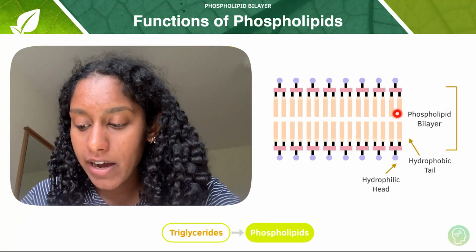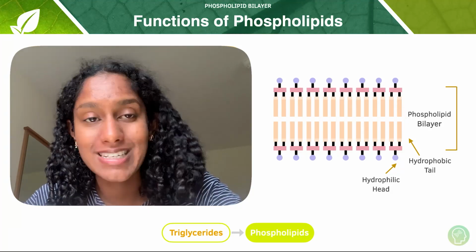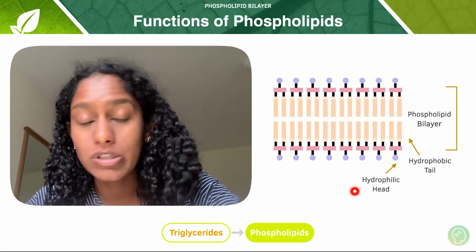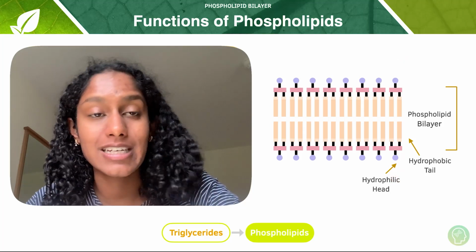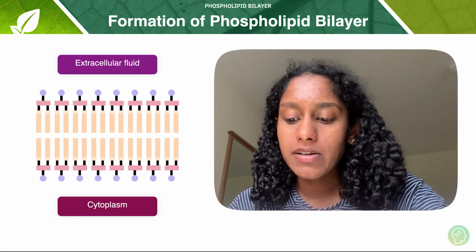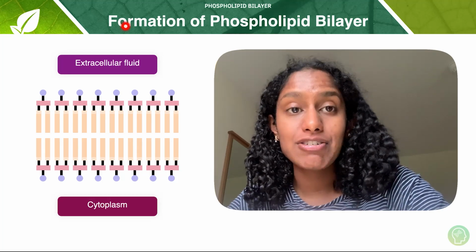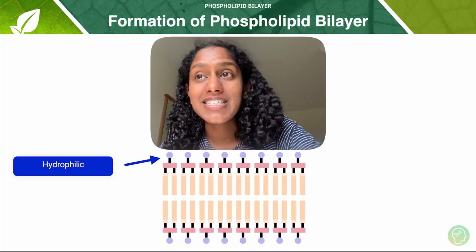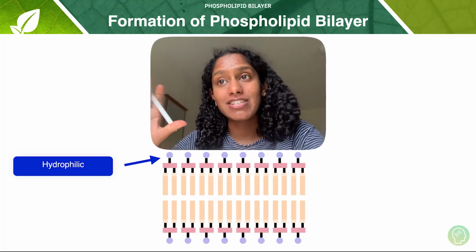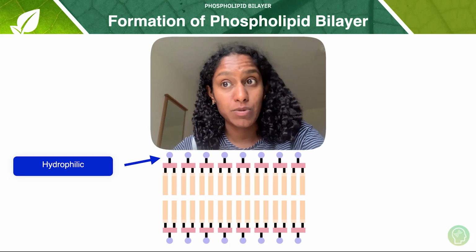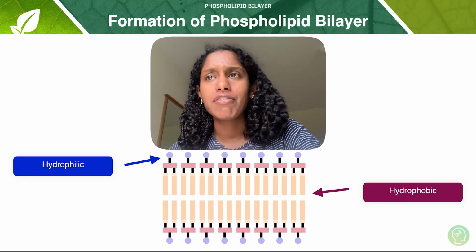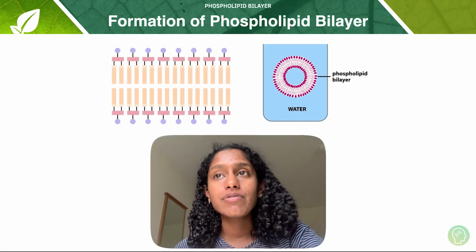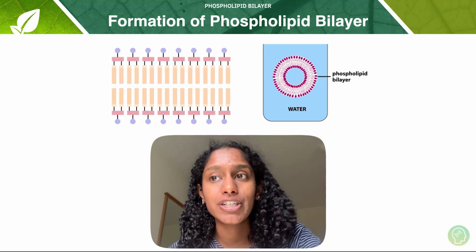So the tails hide on the inside of the bilayer, away from the water-containing extracellular fluid and the cytoplasm, whereas the hydrophilic water-loving heads face outwards into the water-containing substances. Cells have this aqueous solution, as I said, the extracellular fluid outside the cell and the cytoplasm inside the cell. And as I've just said, the hydrophilic heads are facing the extracellular fluid on the outside and the cytoplasm on the inside. And those hydrophobic tails are nice and folded within the membrane, protected from the water. Overall, this forms our phospholipid bilayer structure.